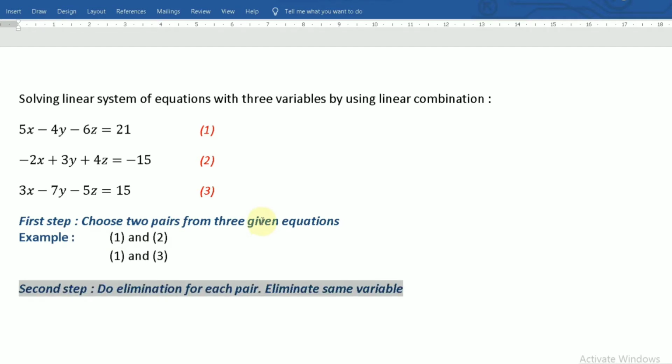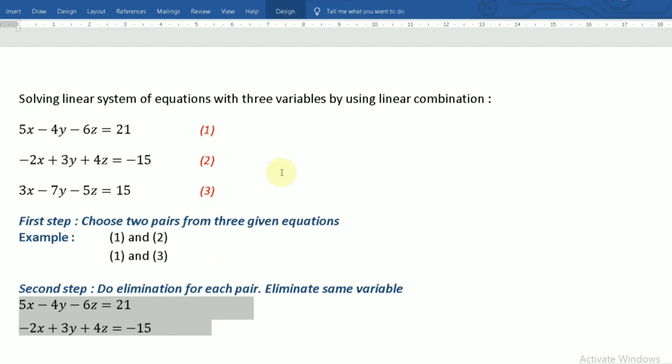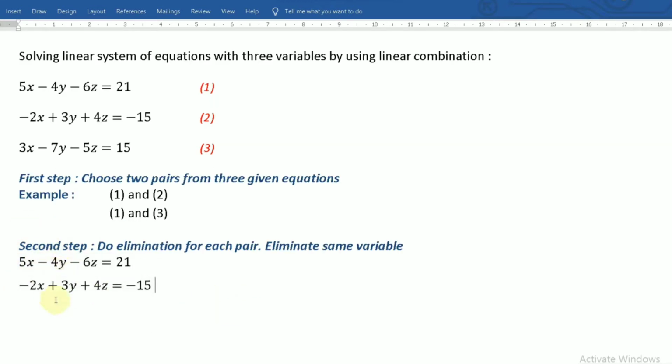So next, the second step: I have to do elimination for each pair. But keep in mind that I have to eliminate the same variable for both pairs. So let's continue. Since the first pair is the first equation and the second equation, let's rewrite the first one and the second one here. Okay, and I need to choose which variable to eliminate. So who's the lucky one? X, Y, or Z? Okay, let me see. I will choose X. Let's eliminate X.